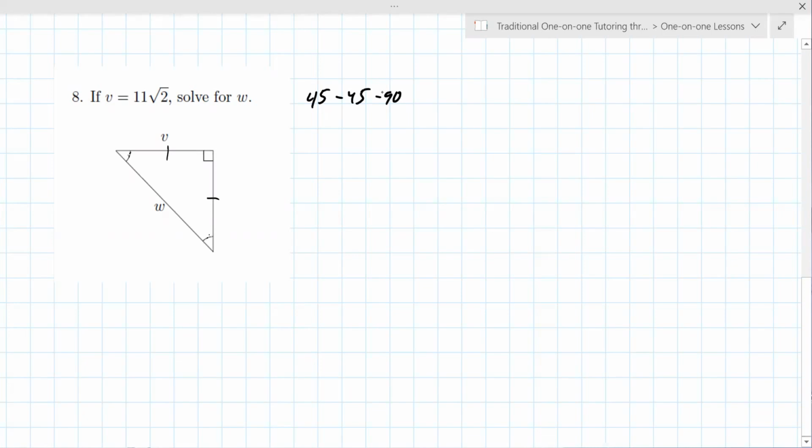So this time V is the leg. And by the way, see how the triangle's oriented differently? That doesn't matter either, it's just a variation on the same thing. The leg is 11 square root 2. The hypotenuse is the leg times the square root of 2.